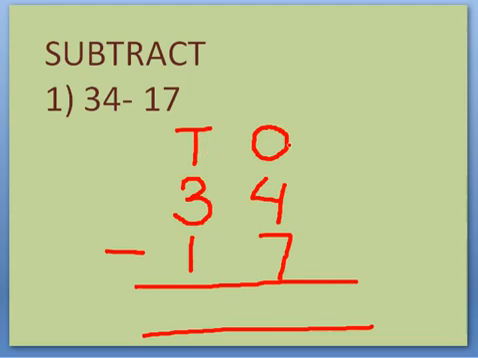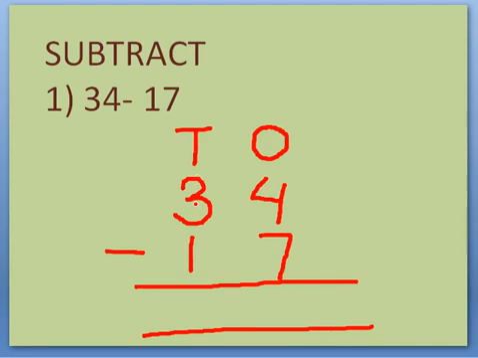Now here at ones place, it is 4 minus 7. You can see here, we cannot do backward counting from 4 to 7. So what do we have to do now? You cannot subtract 7 from 4. 7 is larger than 4. So for doing 4 minus 7, we have to borrow 1 ten from here. At tens place there are 3 tens.